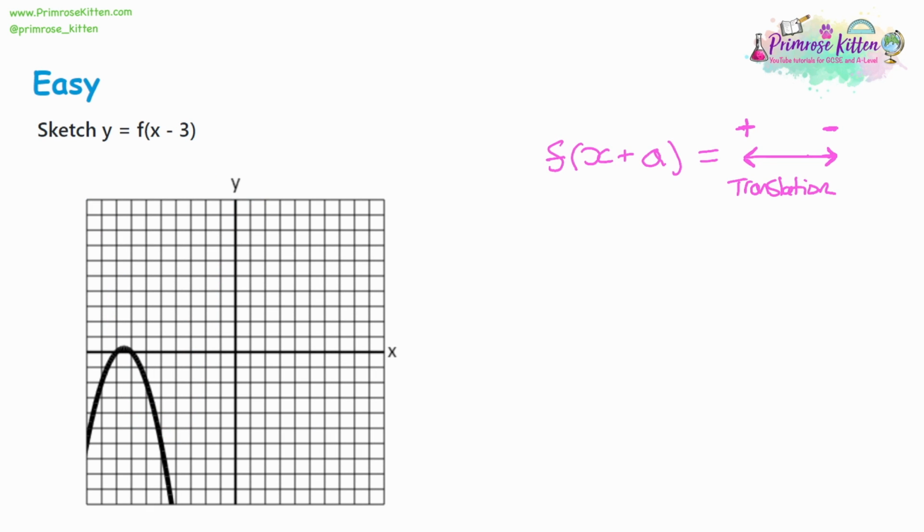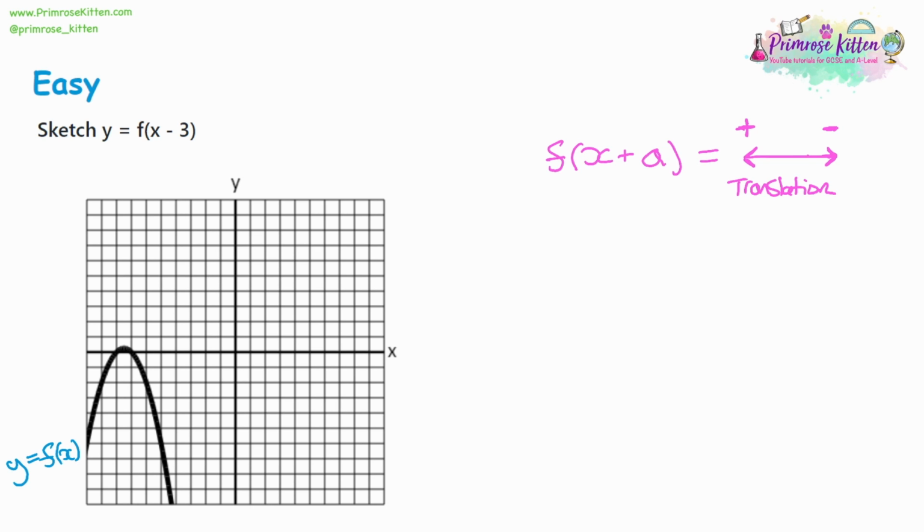So for this one, we want to sketch y equals f of x minus 3. So we already have y is equal to f of x, which is the black line. And by taking away 3 from x, what we want on the x-axis is to make this appear 3 units later. And again, in our key, we can see that if our kind of plus a is a negative, take away 3 in this case, then it's going to be 3 units to the right.